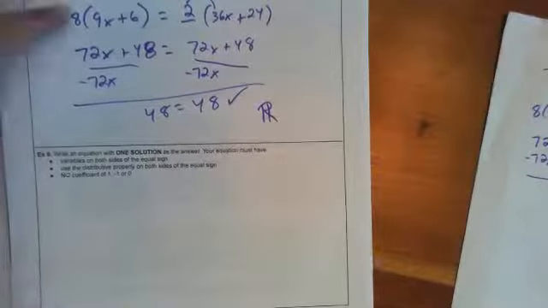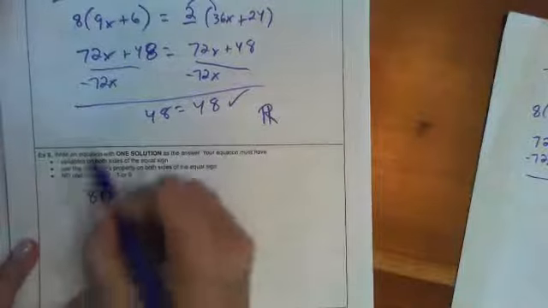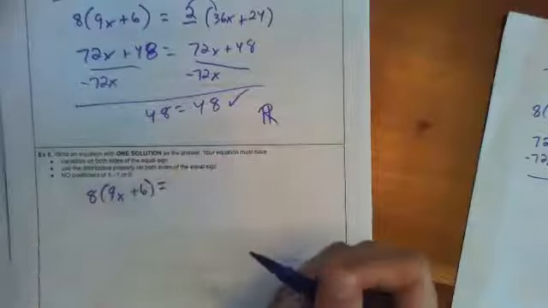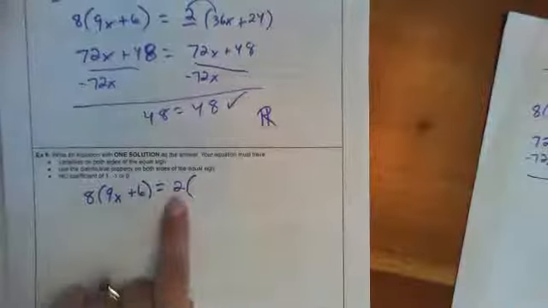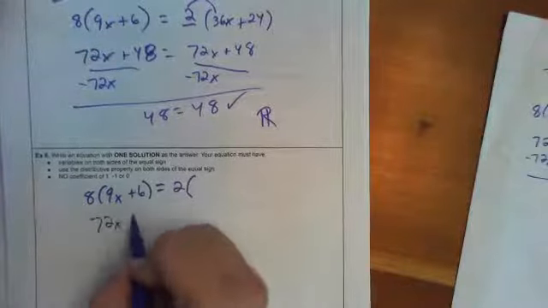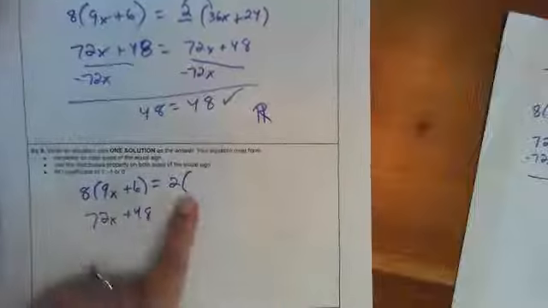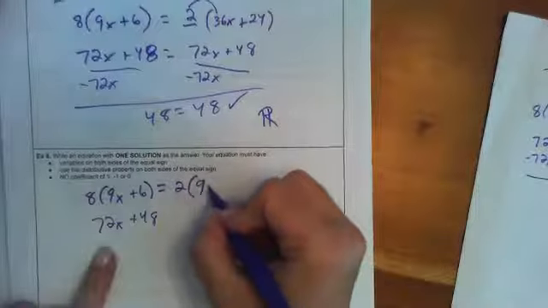Let's go to one solution, okay? Again, I'm going to start with this. 8 times 9, and the parameters are still the same, okay? 9x plus 6 equals 2 times, and you know what? I just don't want 72x plus 48. I don't want these to be 72x or 48. So just pick any other numbers. It doesn't matter. 2 times 9 is going to be 18. That won't match up. We're good there.